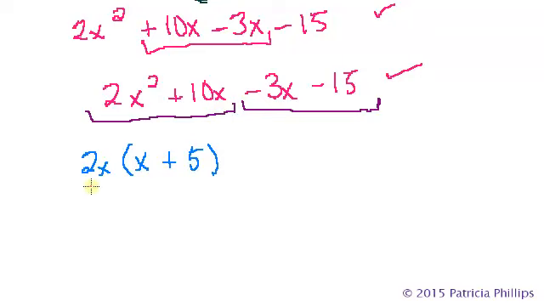Okay, so we're going to take a 2x out, and then we're going to write a multiplication problem showing how that 2x can be distributed into x to get 2x squared, and into 5 to get 10x, which is what we had up here. Moving on to the next one, we are going to take out a negative 3.